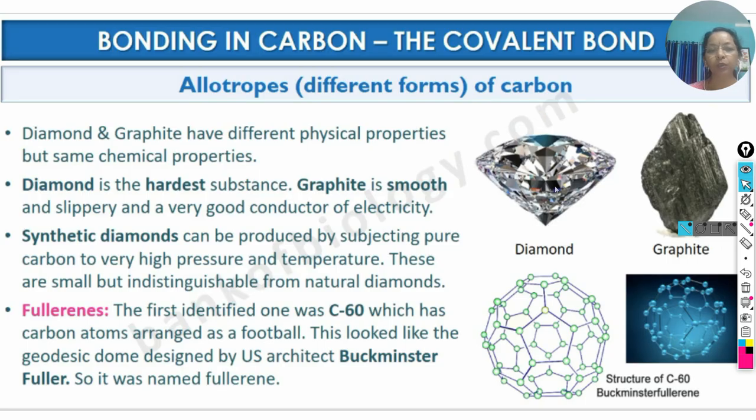Diamond is the hardest substance. What is special about these allotropes is that they all have different properties, different natures. The hardest substance is diamond. Graphite is smooth, and even though it is a non-metal, it conducts electricity. Slippery and a very good conductor of electricity. Then synthetic diamonds can be produced by subjecting pure carbon to very high pressure and temperature. So we can make a diamond in the laboratory. These are small but indistinguishable from natural diamonds, very much like natural diamonds.